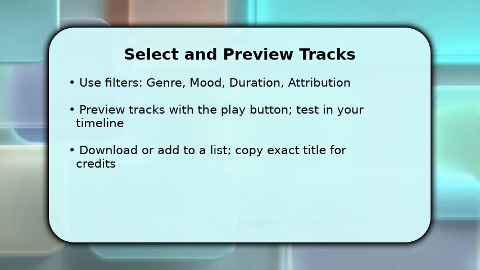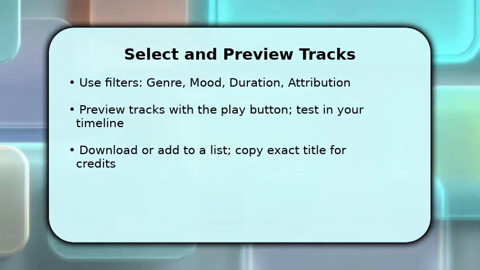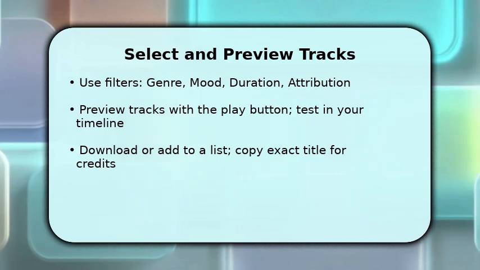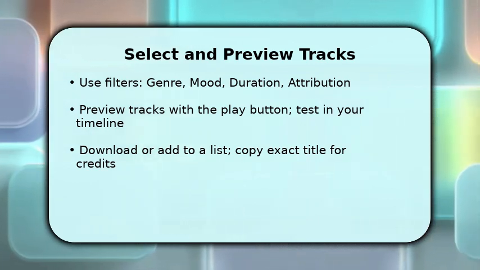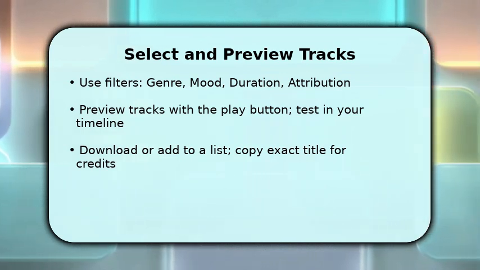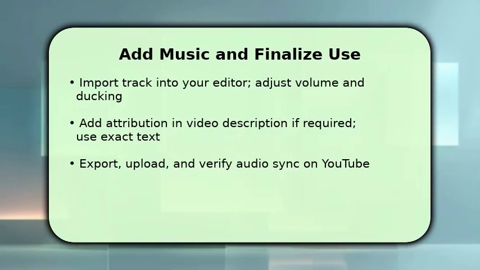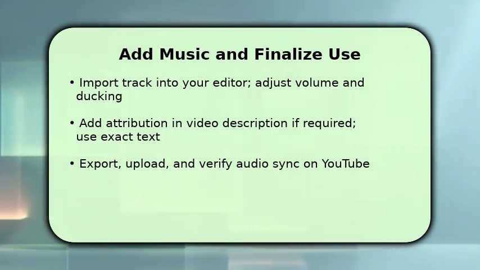After confirming a match, download the file or note the exact title for attribution. Keep the original file name and license text in a project folder for later reference. Finally, you import the downloaded track into your video editor and place it on a dedicated audio track. Adjust volume levels and apply ducking or keyframes so speech remains clear, because loud music can trigger viewer drop-off.